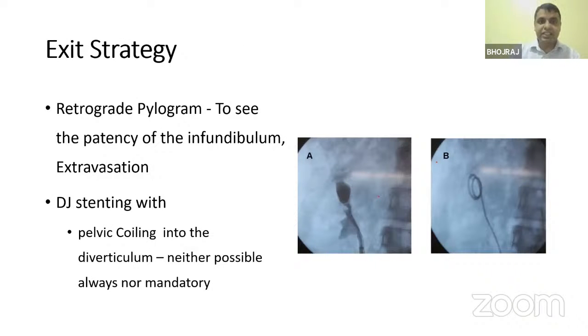Coming to the exit strategy, do a retrograde pyelogram to see the patency of the infundibulum. Of course, it will be patent once you have reached inside, but the main worry is extravasation. DJ stenting is of course required for decompression of the upper tract. Always you have to keep the DJ stent. But keep in mind that many of us suggest trying to keep the pelvic coil of the stent inside the diverticulum, but many times it is neither possible nor always mandatory. So your main aim is that you just keep the DJ stent and come out. Don't try to fiddle around the calyceal diverticulum to send the pelvic coil of the DJ stent inside the diverticulum.